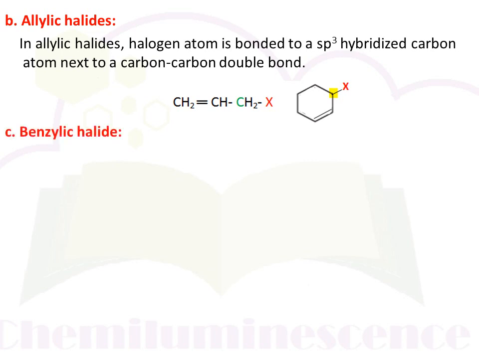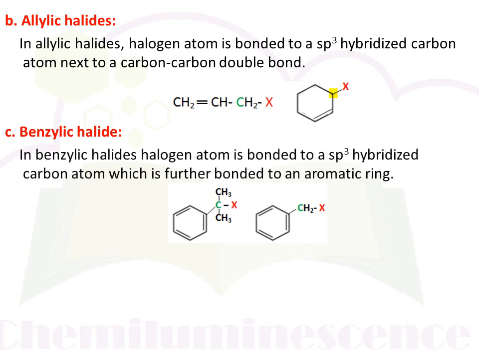Next is benzylic halide. These are the examples of benzylic halide in which the halogen atom is bonded to a benzylic carbon. Which carbon is a benzylic carbon? The carbon having sp3 hybridization and which is directly bonded to a benzene ring. In both examples you can see the halogen atom is bonded to these green carbons which have sp3 hybridization and which are directly bonded to a benzene ring. That's why these are examples of benzylic halide. This is the definition of benzylic halide.